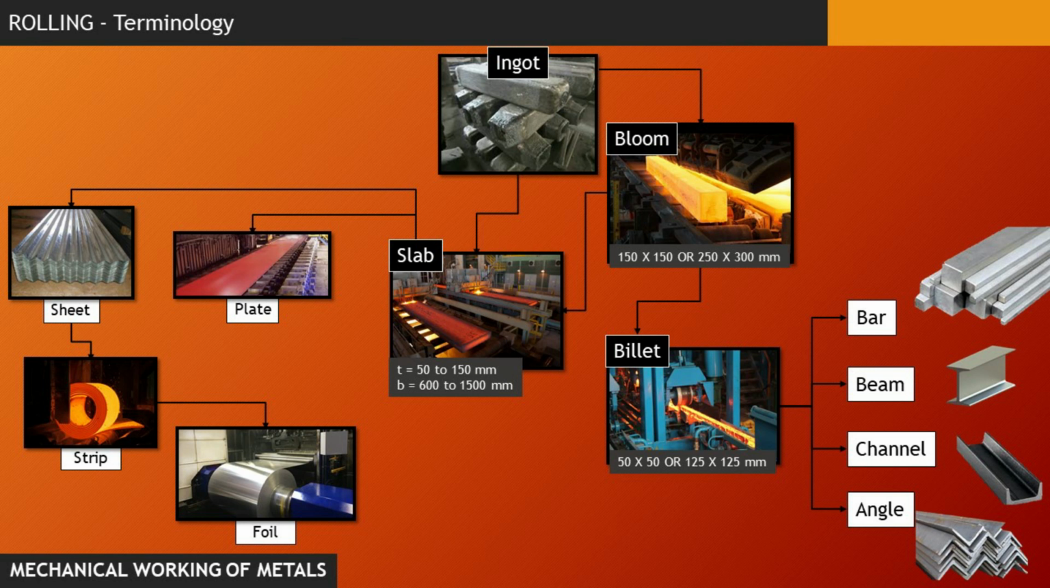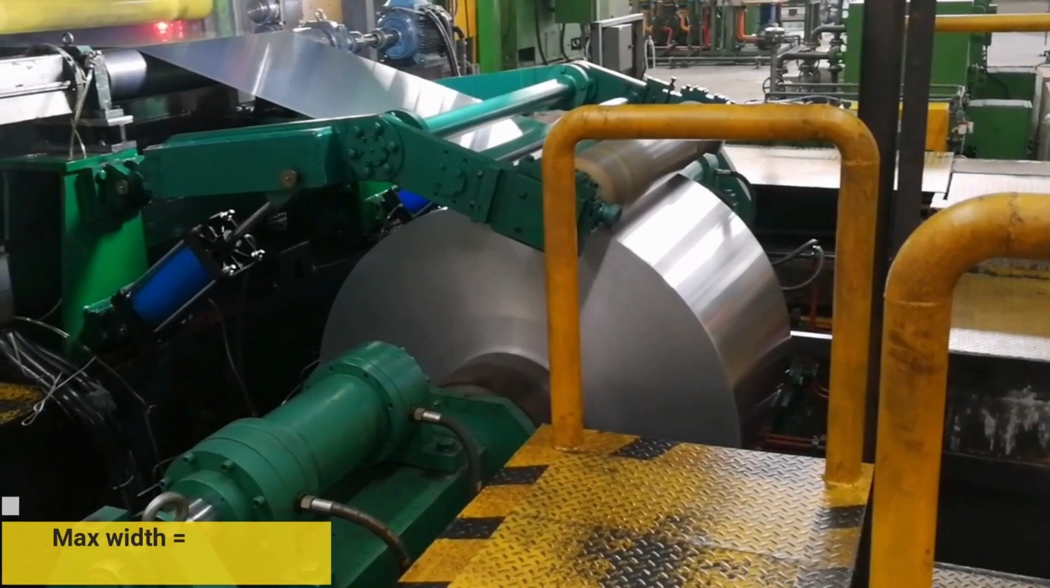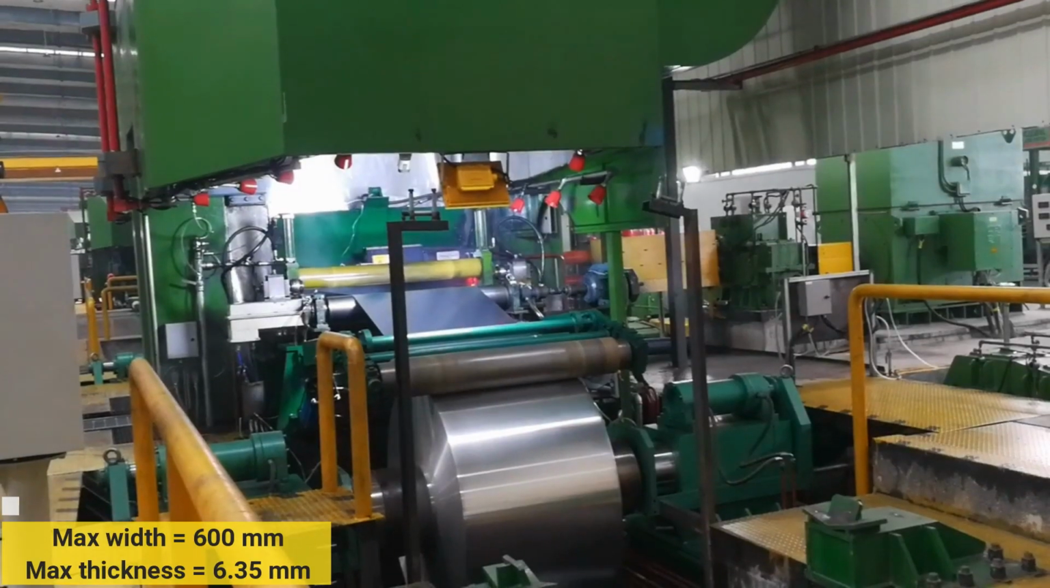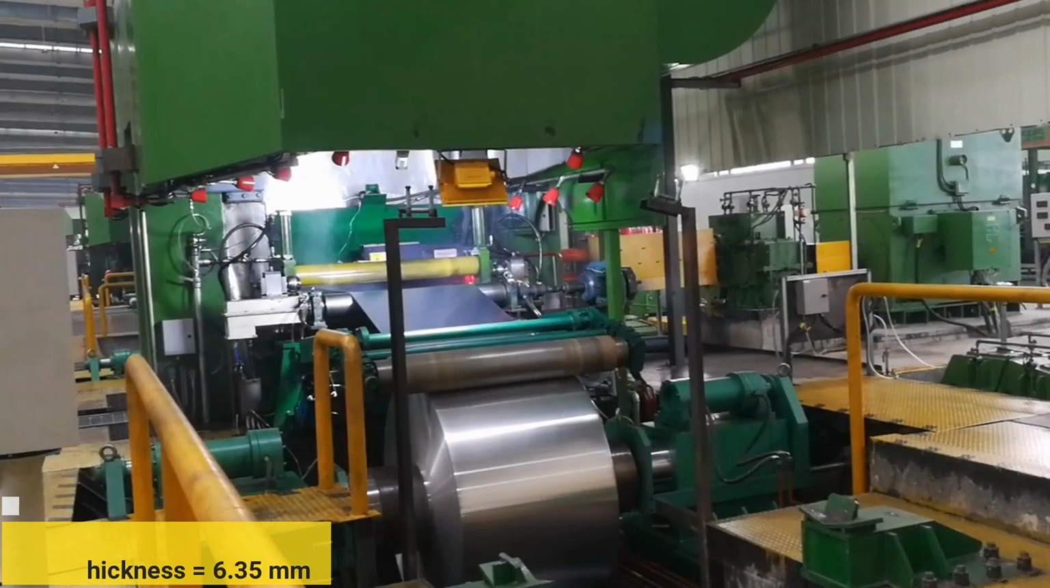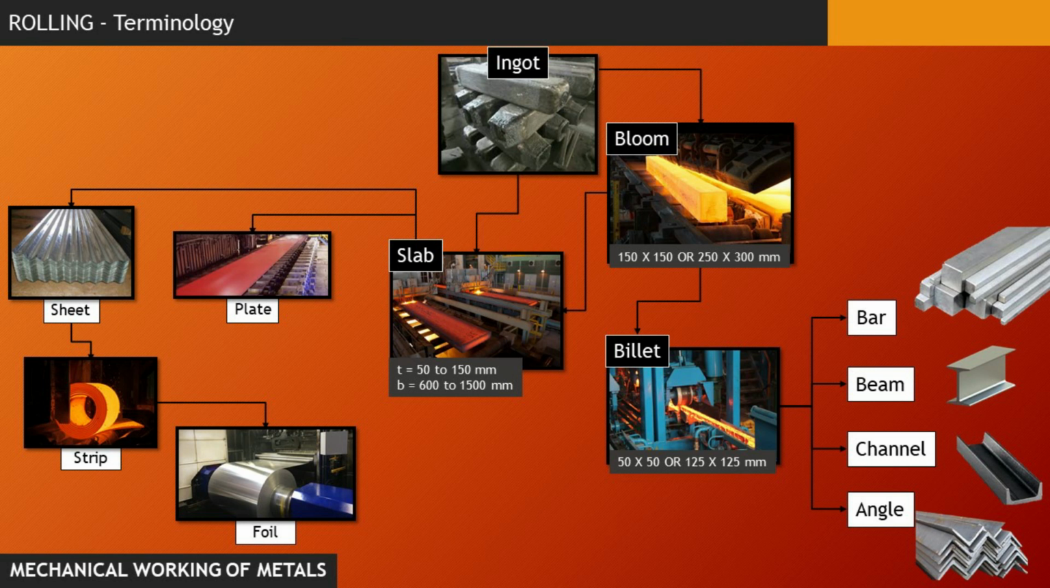Then we have a strip. A strip is a narrow sheet and has a maximum width of 600 mm with a maximum thickness of 6.35 mm. It is normally handled in coil form, and its length can be considerable and is limited only by manufacturing and handling facilities. Next, we have a foil. Foil can be regarded as a thin strip with a maximum width of 300 mm and a maximum thickness of 1.5 mm. It is also available in coil form.